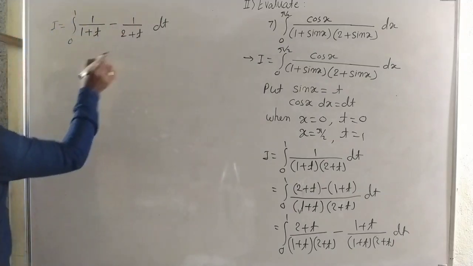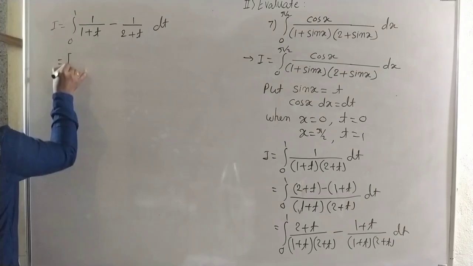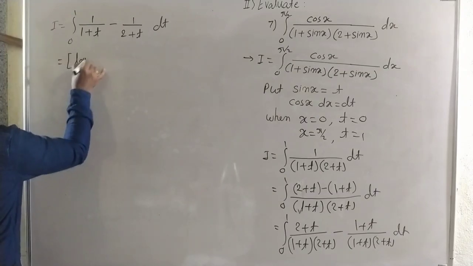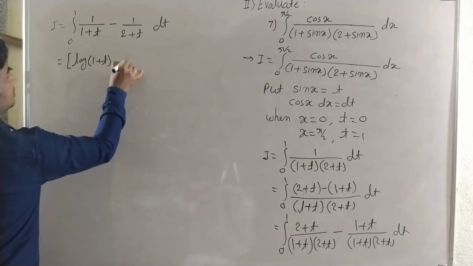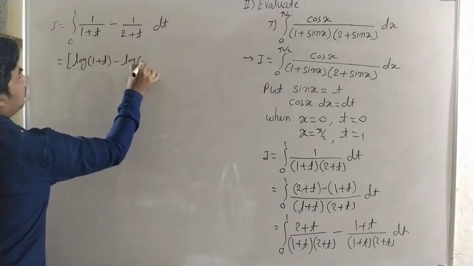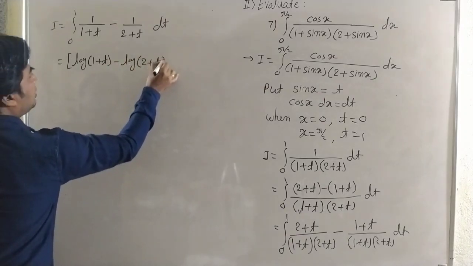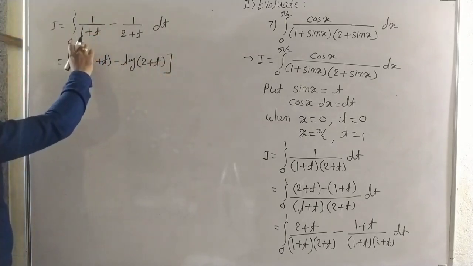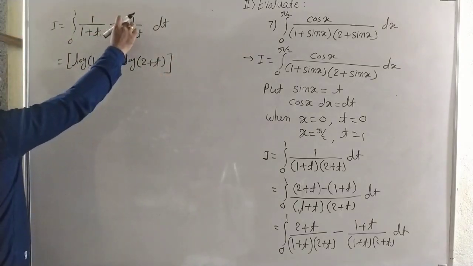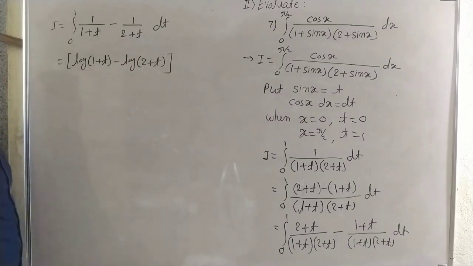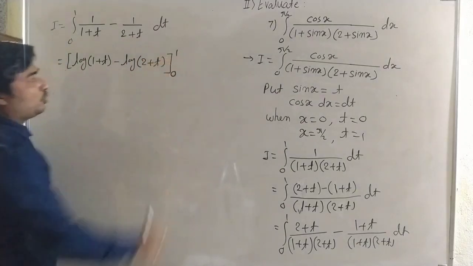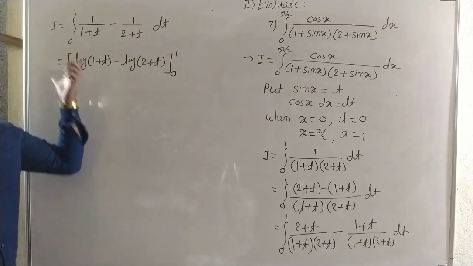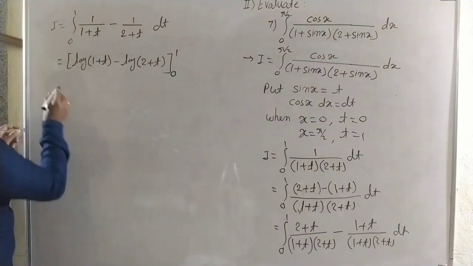Now we can integrate: log of 1 plus t minus log of 2 plus t, it is an integral of this term. 1 by 1 plus t, it is a log of 1 plus t, minus 1 by 2 plus t, it is log of 2 plus t. Now here we take the limits, that is 0 to 1. First we put the upper limit and then lower limit.